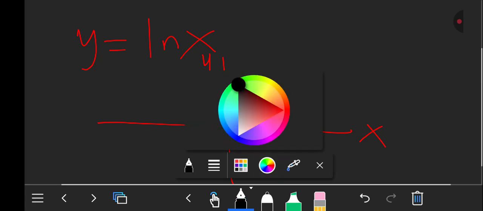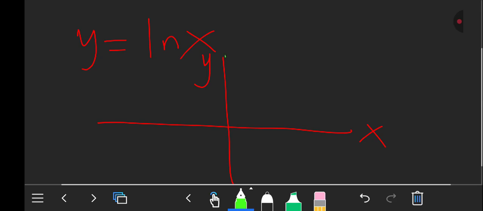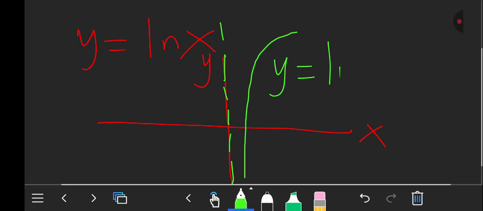So how do you sketch that? The y-axis is our asymptote, meaning that the graph should not cross the y-axis. Because x is positive, the graph will come from the positive x-axis, then it will come like that. So this graph is y is equal to ln x. That is how you get to sketch.